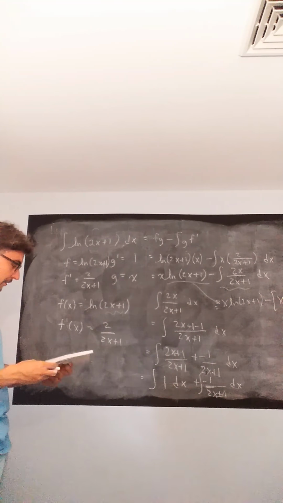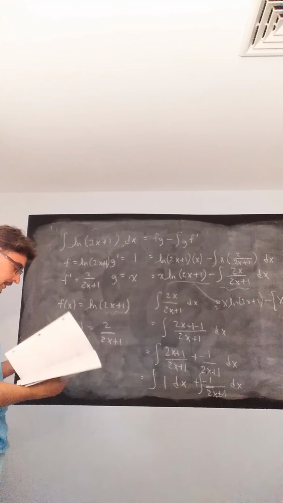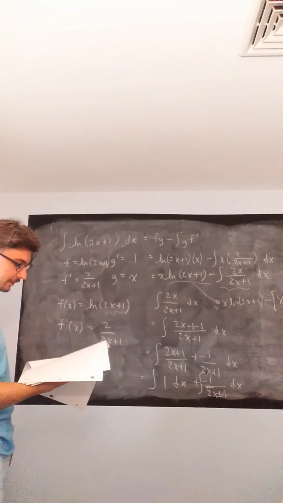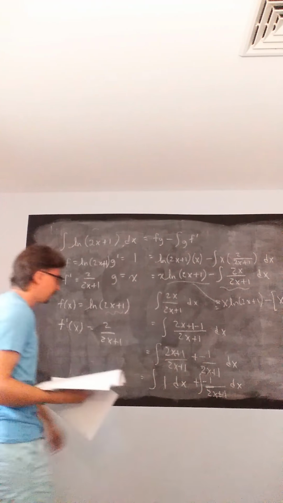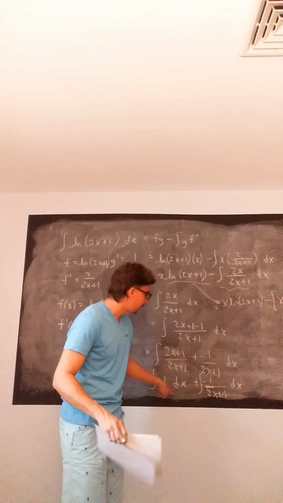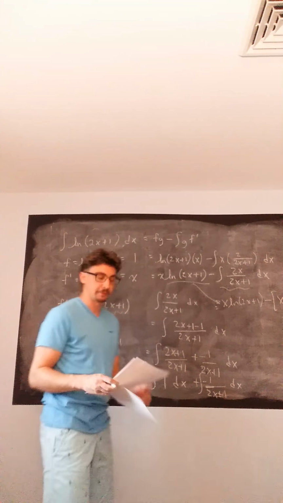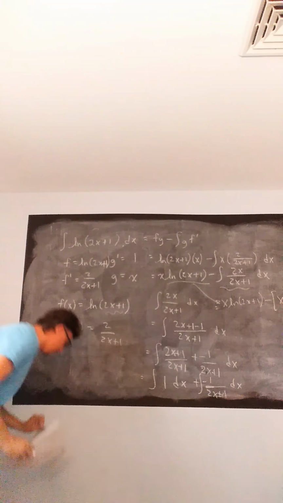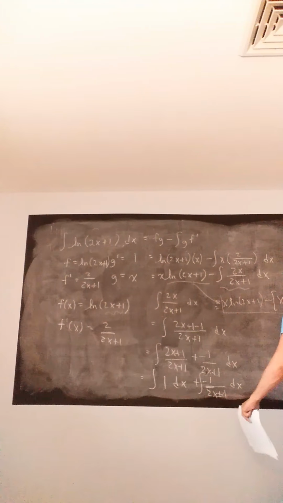Okay, so when you do this, it's going to read as x minus 1/2 ln of 2x plus 1 plus c. This gives you the x, this gives you the negative 1/2 ln of 2x plus 1. Again, you could easily do this on your own, go back and check it out, just to save some time. So this would be your final answer.